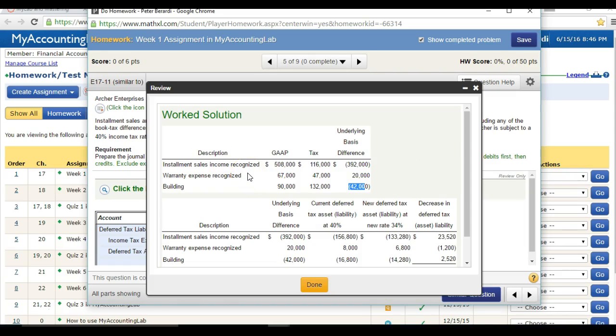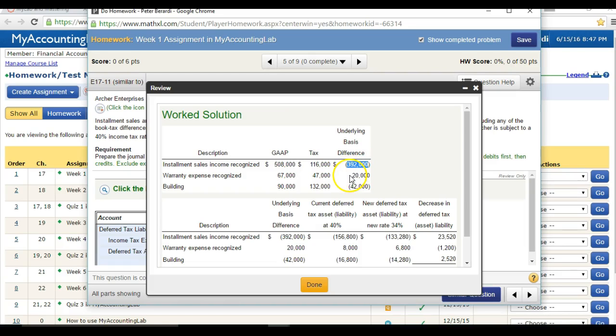Installment sales income recognized. Under GAAP, we get to recognize the sale as it's incurred or shipped of $508,000. So we're recognizing more sales than we are for tax. The tax only allows us to recognize installment sales when they're actually sold. So in this particular year, we recognized and shipped $508,000, but we only get to record for tax purposes $116,000 because we collected $160,000 sales in cash. Under the tax column, we're paying less tax because we recorded less revenue. So if we're paying less tax today, we're going to have to pay more tax in future years. That's a liability.